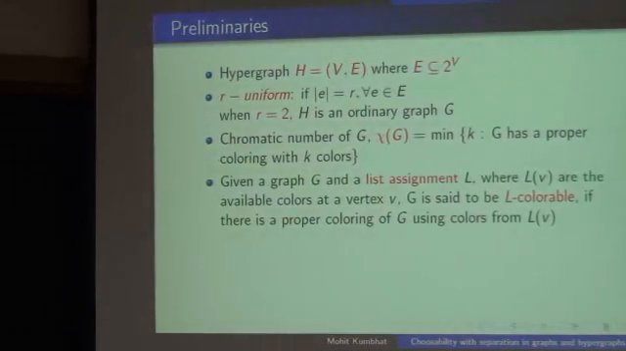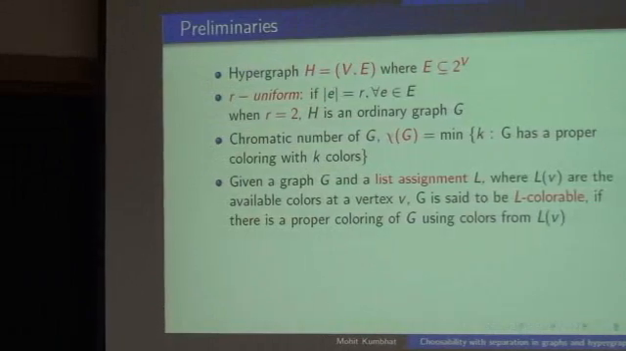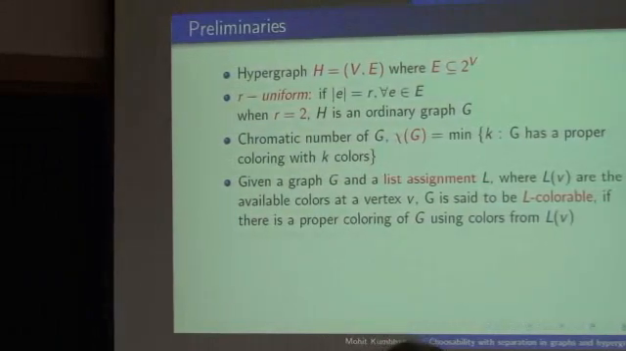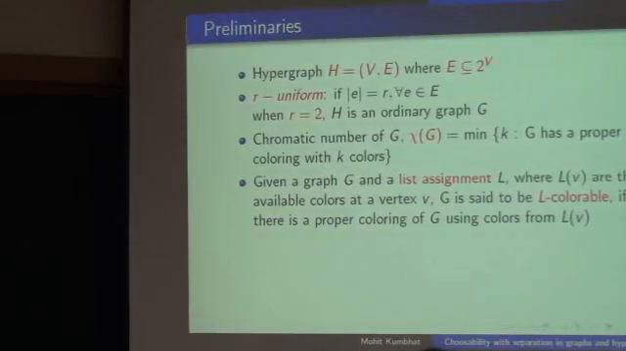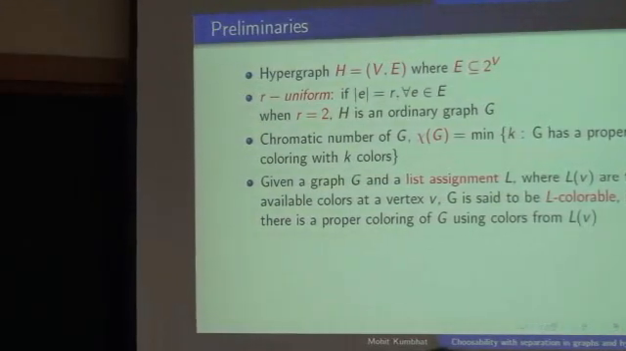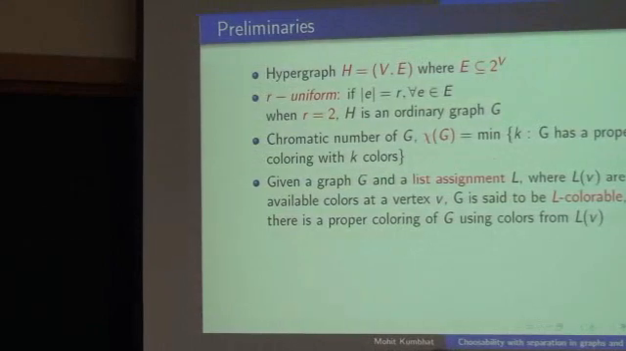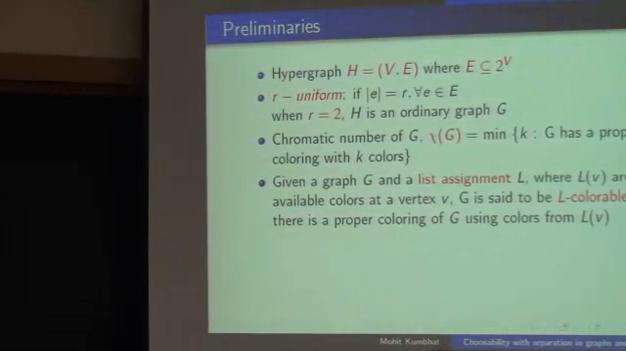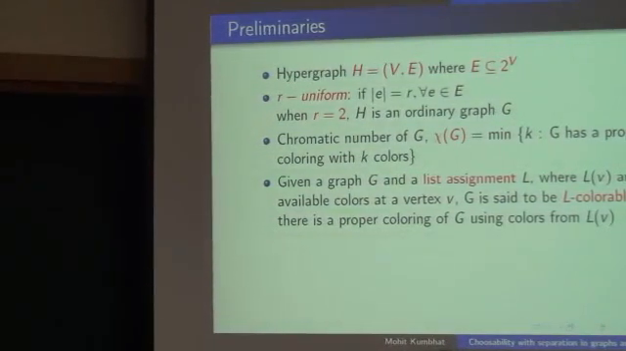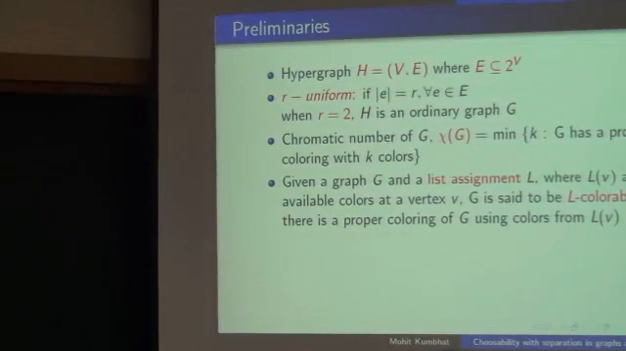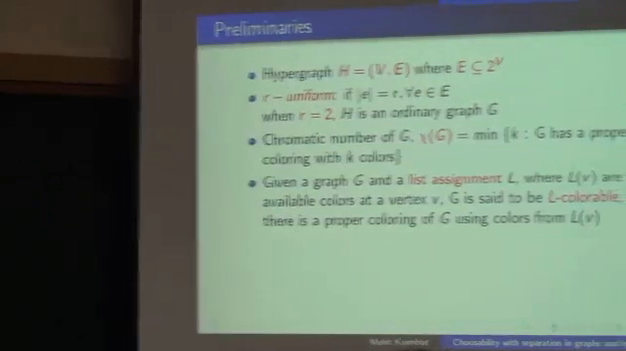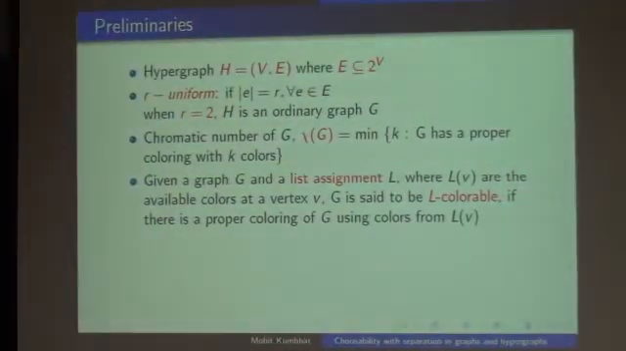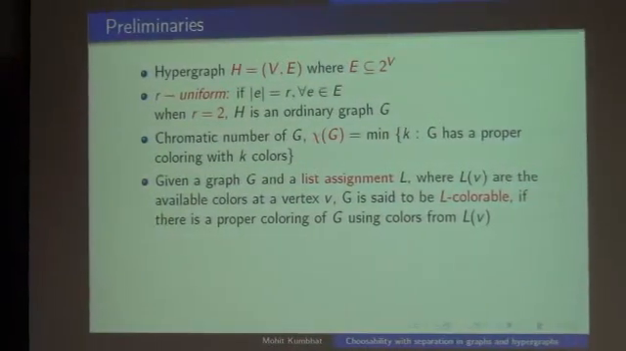And the list version of that problem is that a list assignment L gives a palette of colors L(v) to every vertex, and then we choose colors from that palette, and if a proper coloring is possible, then we say that it's L-colorable. So what is a proper coloring? A proper coloring means that if you have an edge, then the endpoints get distinct colors.